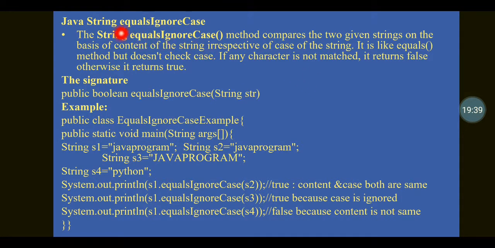So if you want to compare two strings by ignoring the case, then we can use the method equalsIgnoreCase(). Again, s1 contains Java program, s2 contains Java program, s3 contains Java program in uppercase, and s4 contains Python. When s1.equalsIgnoreCase(s2), it will return true because content and case both are the same. When s1.equalsIgnoreCase(s3), here the content is the same but the case is not the same, even though it will return true as a result because we have called the method equalsIgnoreCase, so the case will be ignored. And s1.equalsIgnoreCase(s4), here the content is not the same, so it will return false as a result.